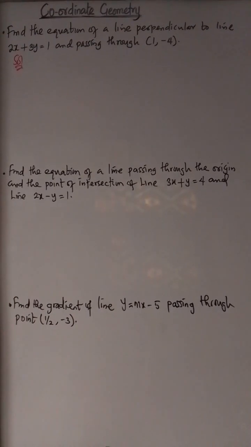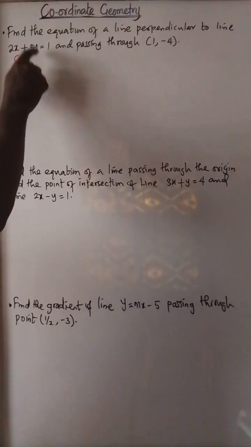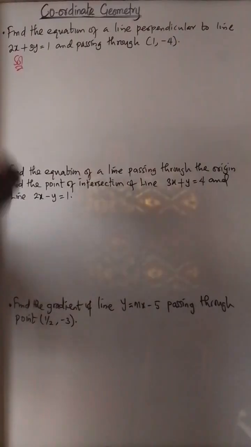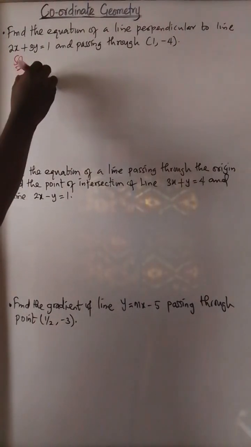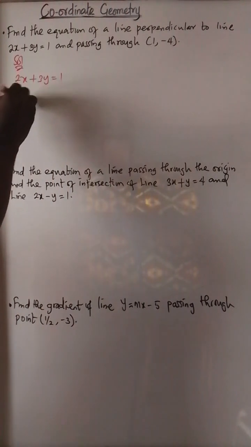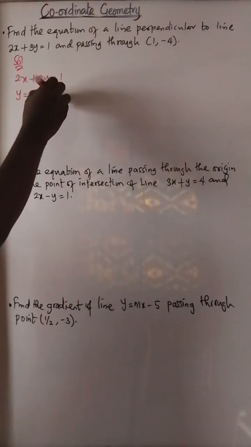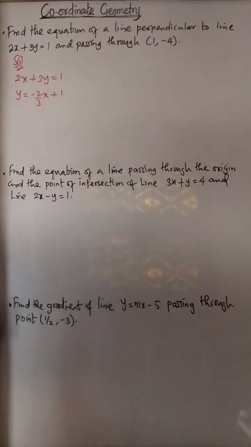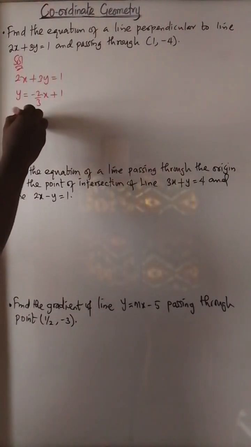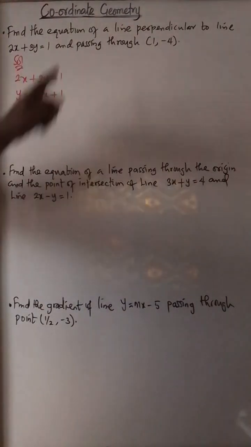Alright, consider the following question. Find the equation of a line perpendicular to this particular line. So this first line, we have 2x plus 3y equals 1. We can make y the subject. And after making y the subject, we get minus 2 over 3 x plus 1. So this particular line, the gradient of this line, let me call it m1, is minus 2 over 3. So, but the line, what's the equation we want to get?